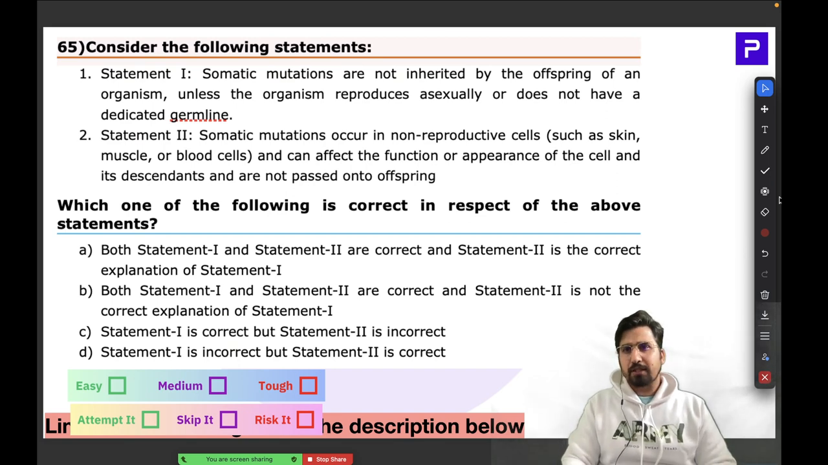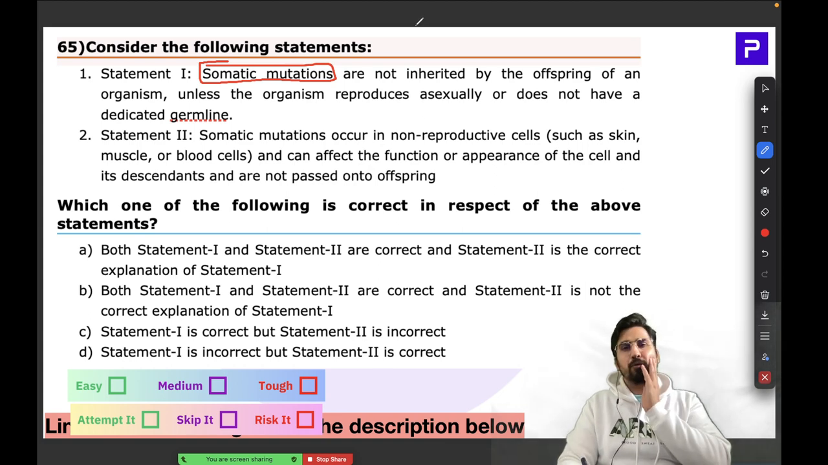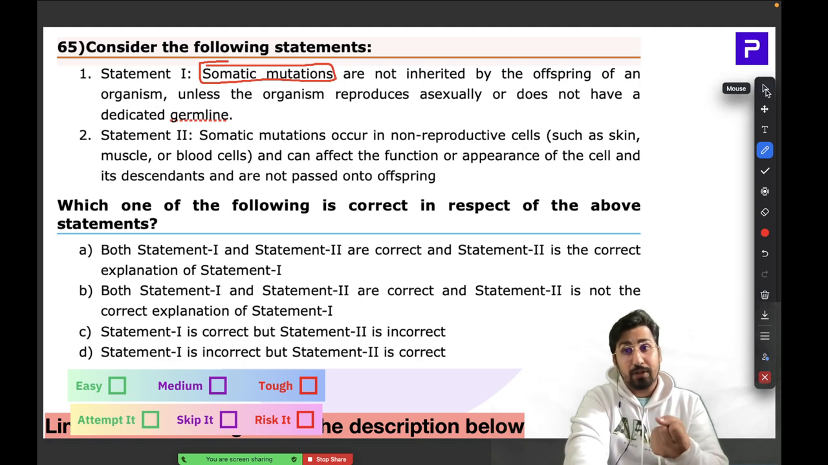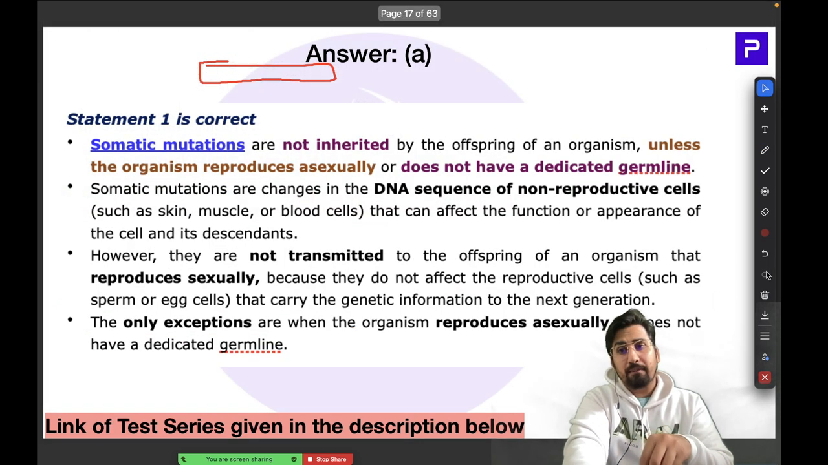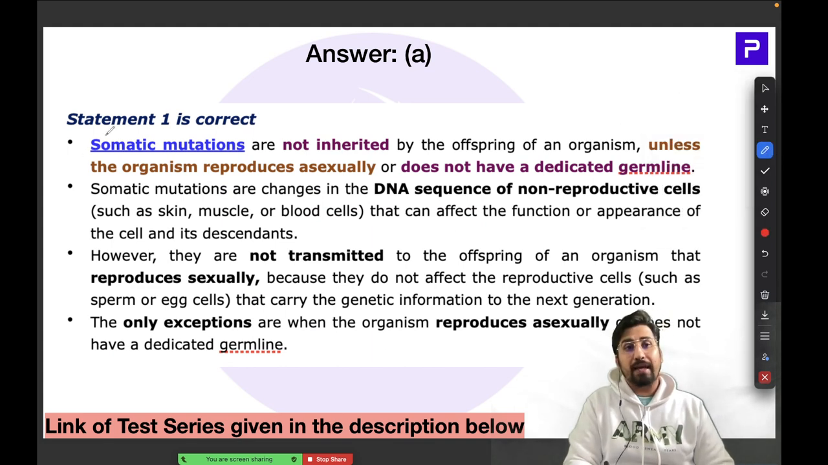Now, question number 65 was with respect to somatic mutations. Because this is a hardcore topic of bioscience and tech, if you have no idea about somatic mutation, things become really tough. What are these somatic mutations? First, you need to know about them. You should have a basic idea. So first, let me give you a clear definition of what exactly somatic mutations are.